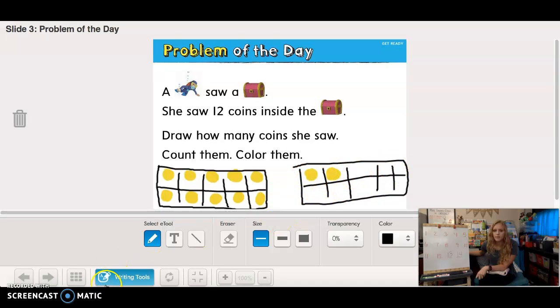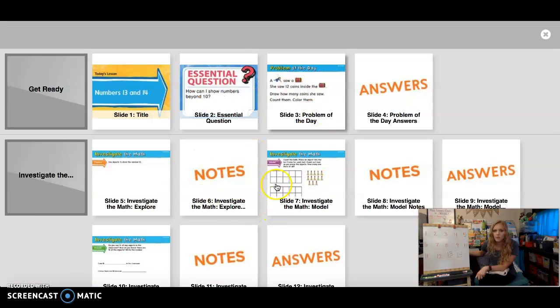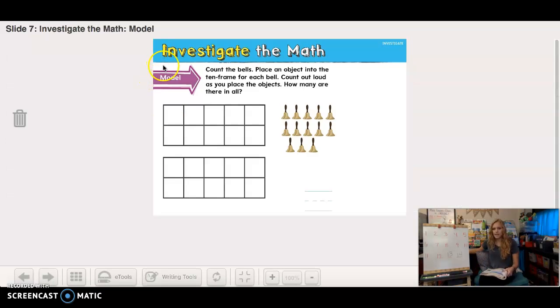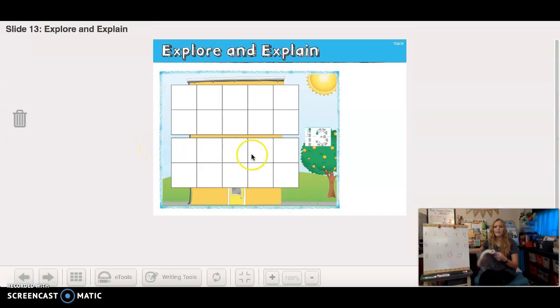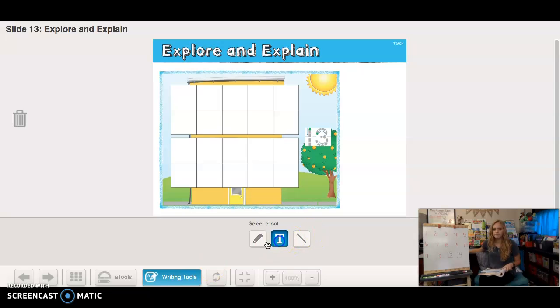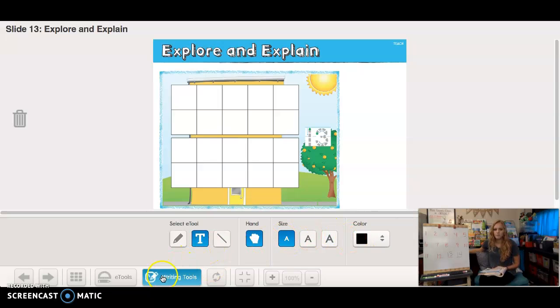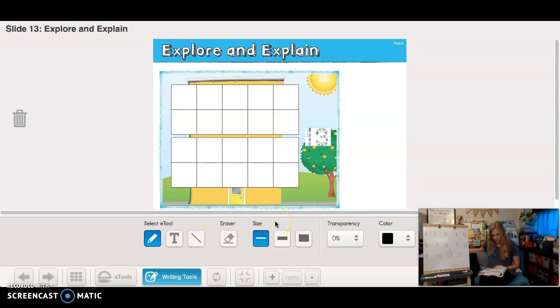So there's my 12. All right, now I need you in your workbooks on page 185, explore and explain. What we're going to do is trace the number and then use counters in the 10 frame to see how many we have. Let's look at our number over here. We're going to trace it. We have a 1 and then a 3.